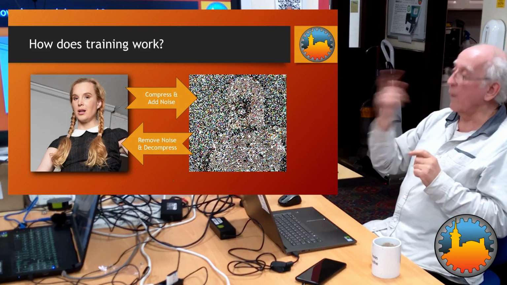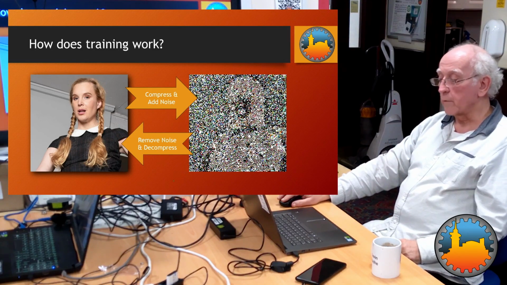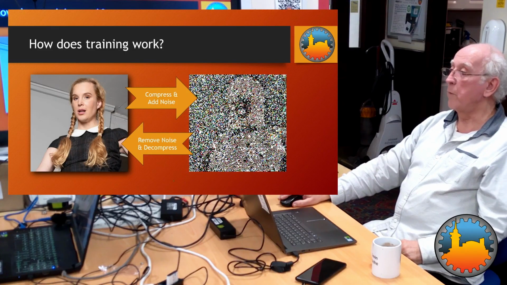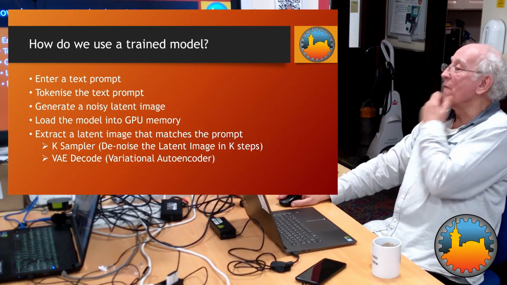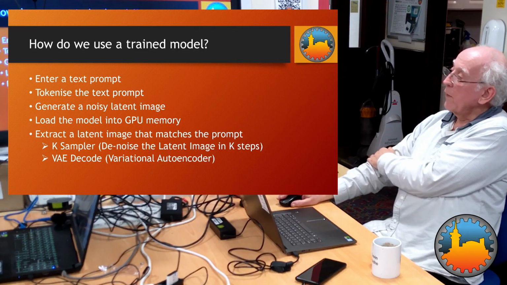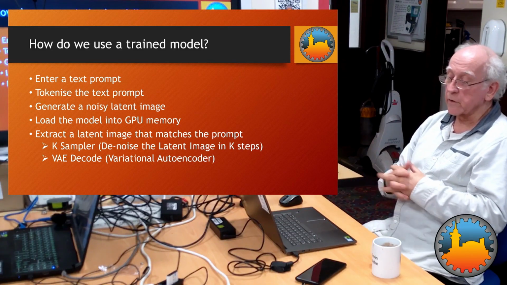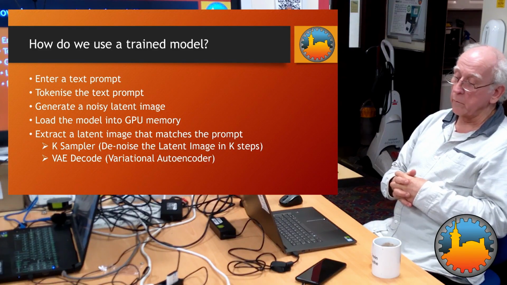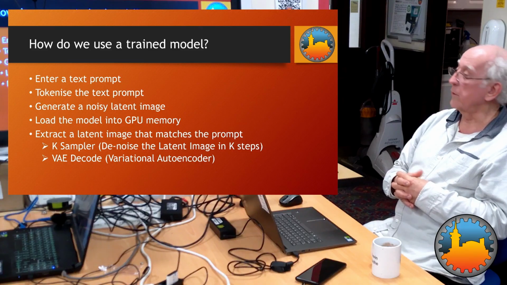So it goes round and round this loop multiple times, thousands of times, for every one of the billion pictures that it's doing, and it learns each time it goes round the process. So in order to use a trained model, we enter the text prompt, we tokenize the text so it gets converted into an array, we generate the noisy latent image, and then we load the model into GPU memory, and extract a latent image that matches the prompt by going around this loop, the K sampler and the VAE decode.